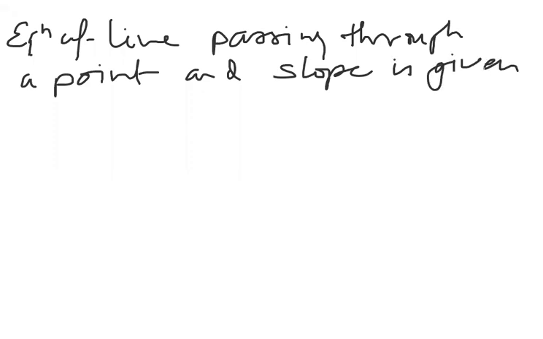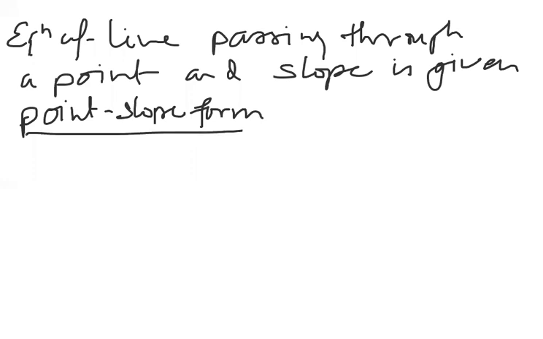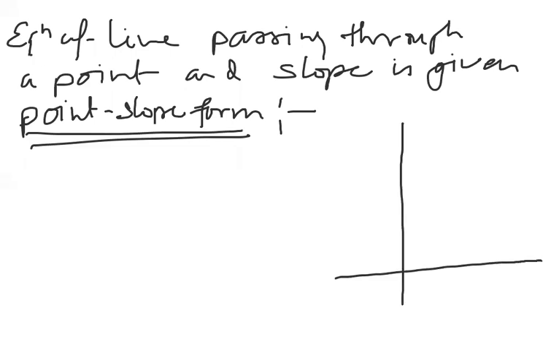Equation of a line passing through a point with a given slope, in simple words, the point-slope form. We are going to study the point-slope form of the line. This is the Cartesian plane. Keep in mind there is a line whose slope is m, because the slope is given, and a point is given to us.